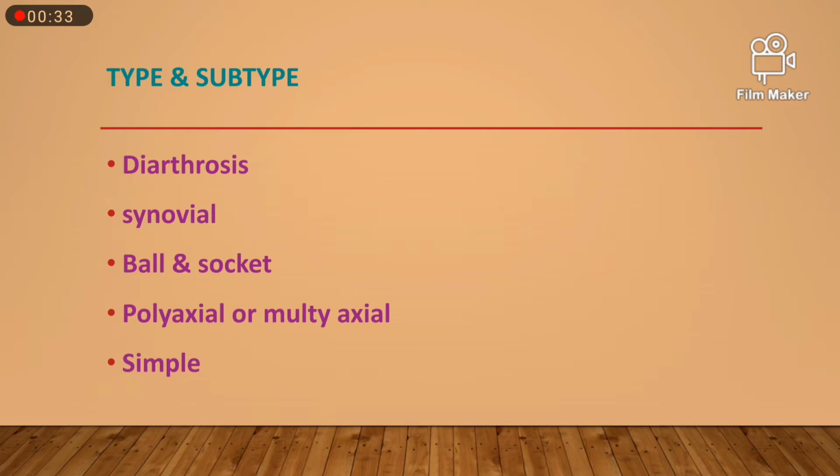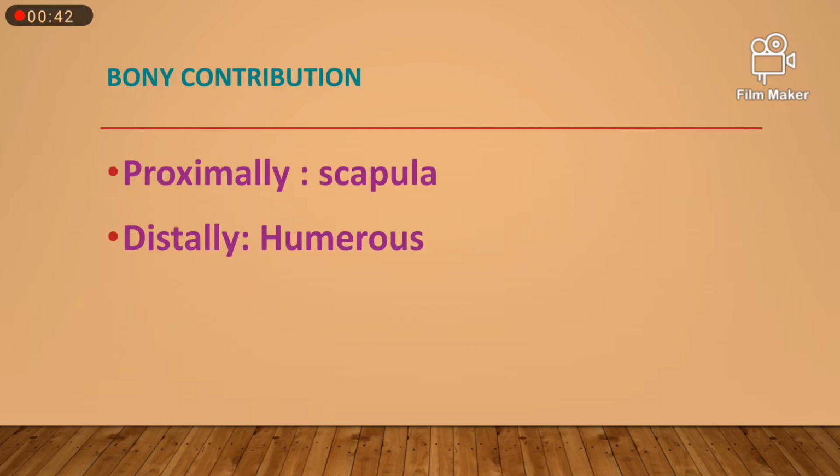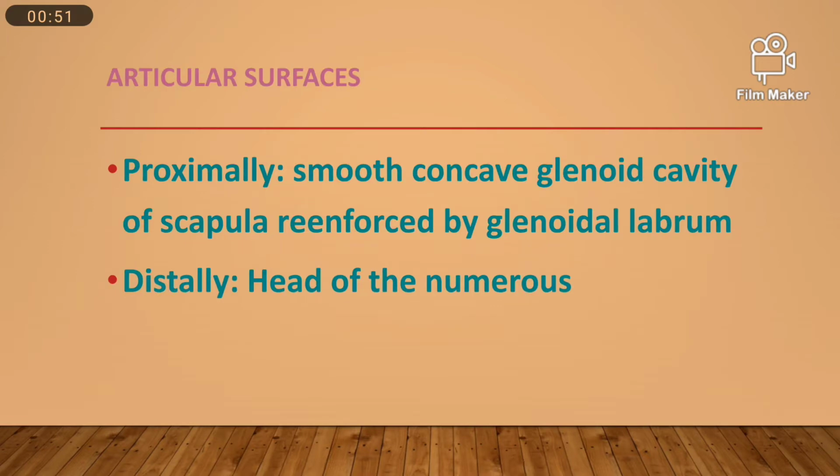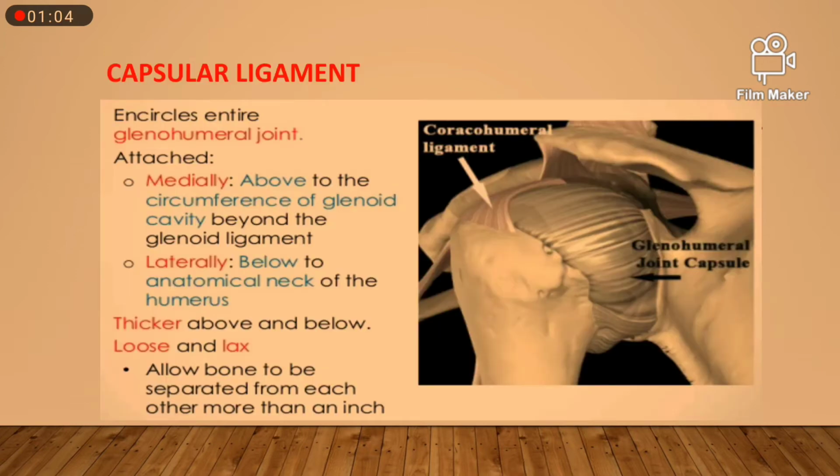It is diarthrosis, synovial, ball and socket, polyaxial or multiaxial, and simple according to bony contribution, simple according to capsular cavity. Proximally the bony contribution is the scapula and distally the bony contribution is the humerus. Proximally, the smooth concave glenoid cavity of the scapula is reinforced by the glenoidal labrum, and distally the articular surface is the head of the humerus.